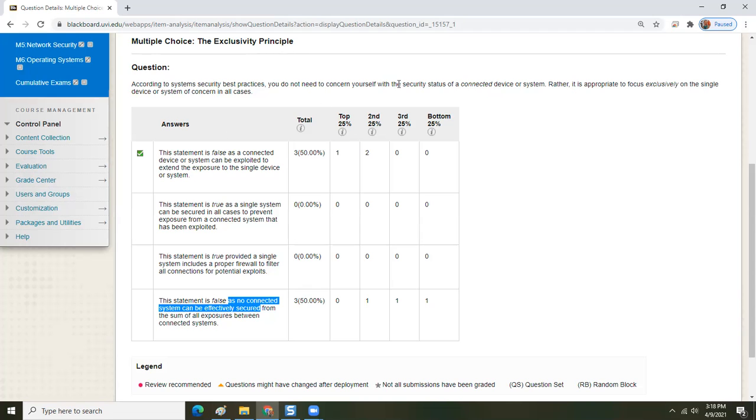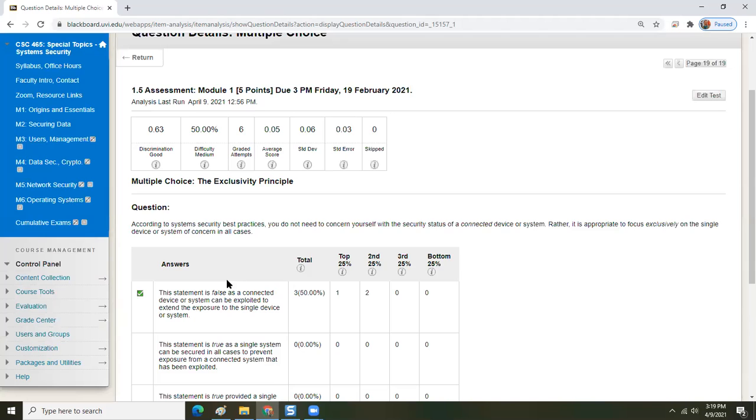The security of a single system is relevant. It does matter. That's because each system in its own right can be appropriately secured so that the sum of exposures between connected systems is greatly reduced. Part of this statement is correct, that there are other systems, but essentially what we want you to understand is that this answer choice is not really a good answer because it asserts that no connected system can be effectively secured. That's just not true. If that were true, we could basically all quit our jobs and go home. Are there any questions about this particular assessment item?